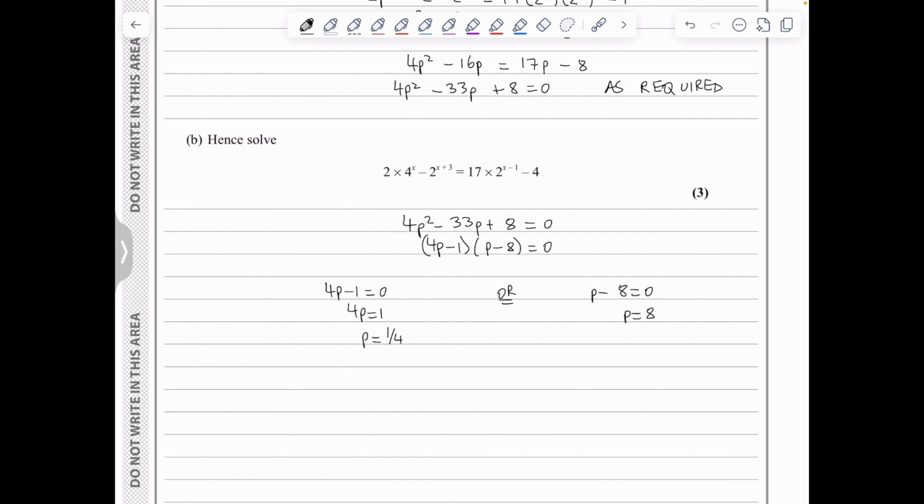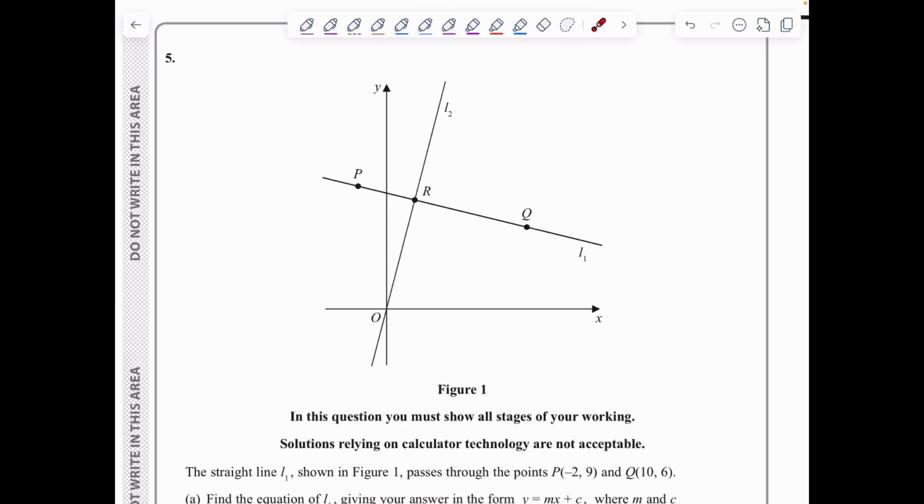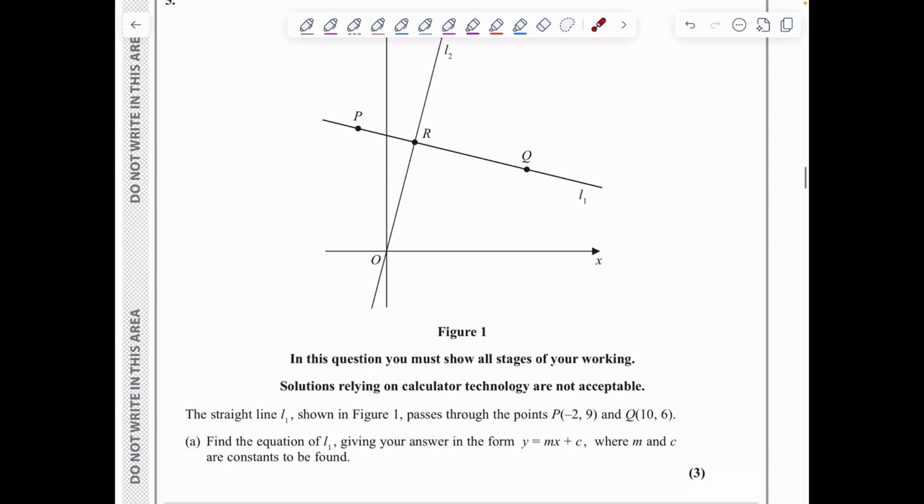or p is equal to 8. Well, we know that p is 2 to the x, so we've got 2 to the x is 1 over 4, and 1 over 4 is 1 over 2 squared, which is 2 to the negative 2, and therefore x is negative 2 is one solution, whereas for p being equal to 8, we've got 2 to the x is 8, which is 2 to the power of 3, and therefore the second solution is that x is equal to 3.